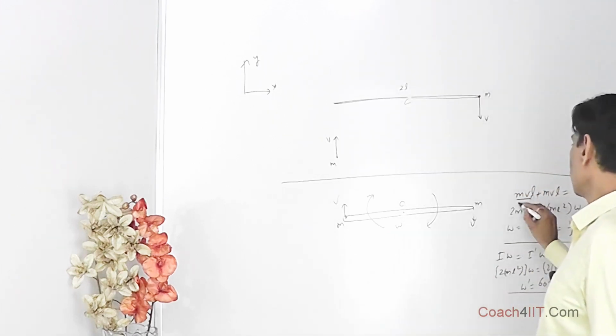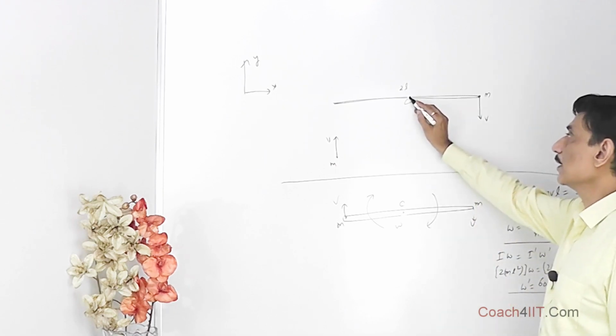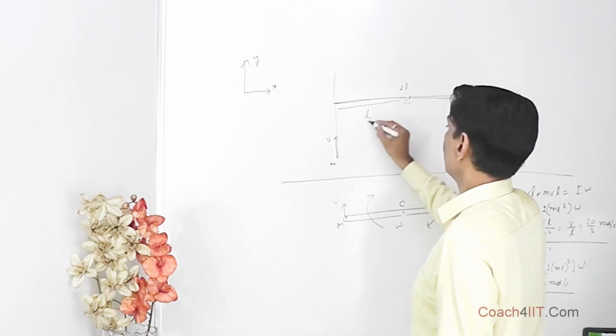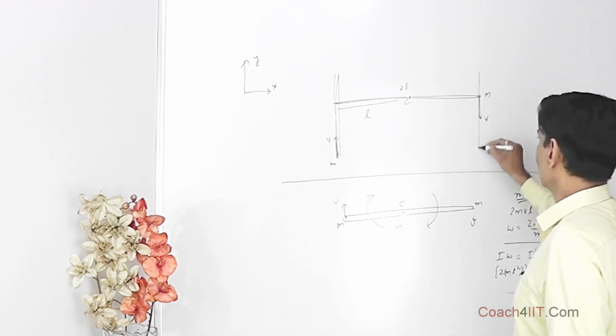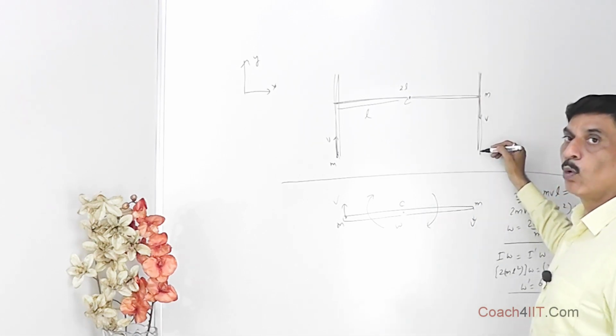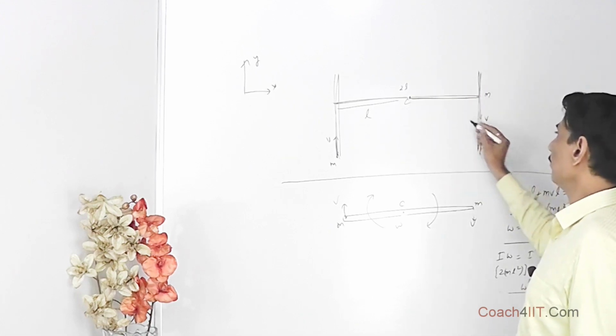That is mv into L. About C, if we conserve the angular momentum about C, so mv, total length is 2L, so mv into L. This is the angular momentum of this about this, plus mv, linear momentum. Angular momentum is moment of linear momentum into this distance, that is mv into L.